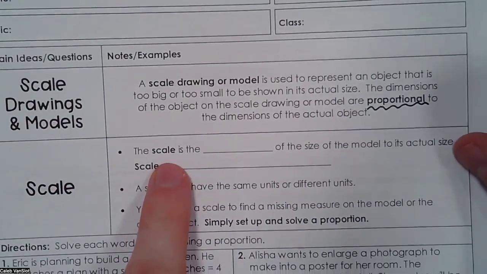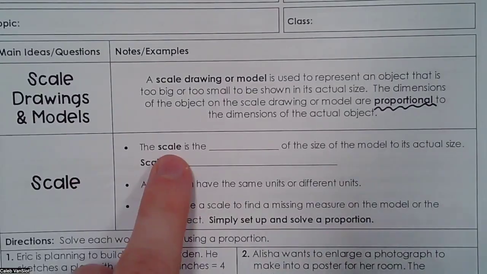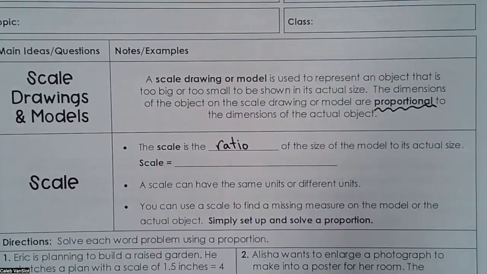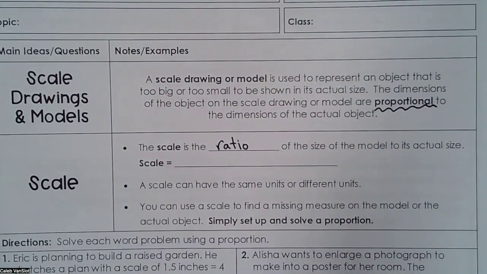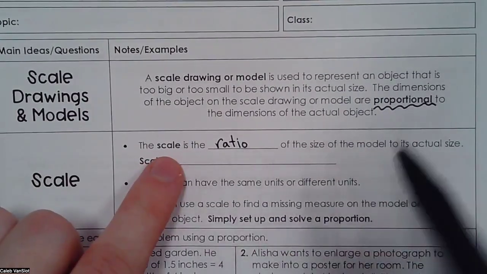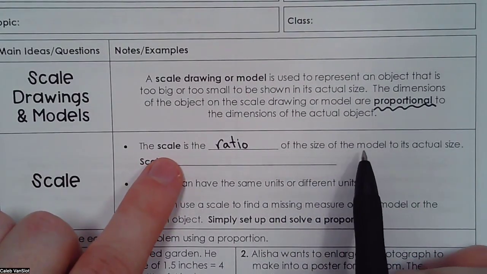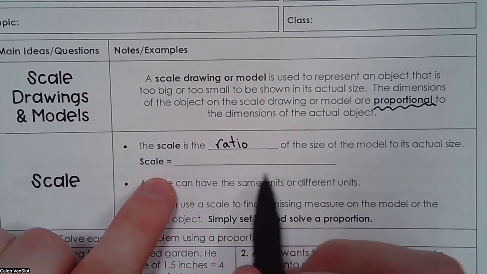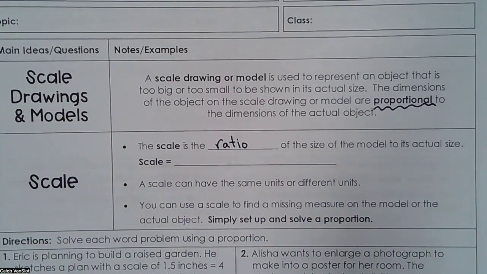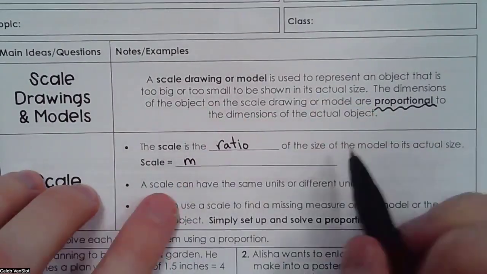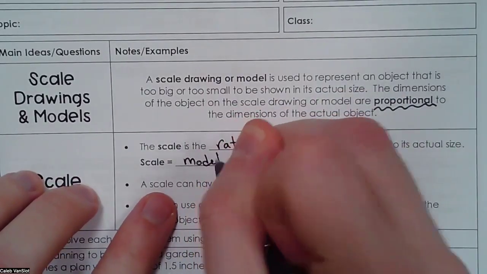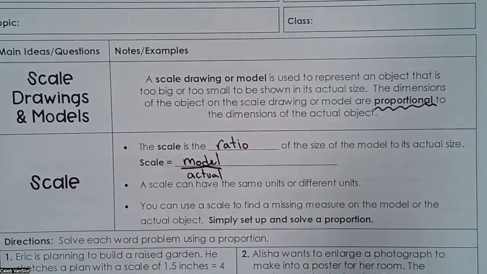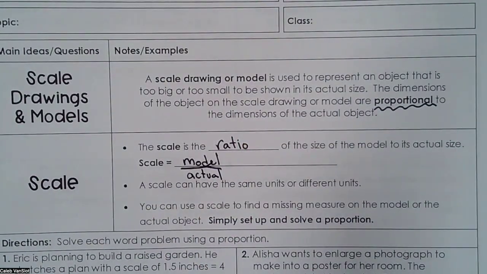Alrighty. So, you guys, the scale that we're talking about when we say scale drawings, it's actually a ratio, right? And we've learned about these ratios. It's one thing on top, one thing on bottom that are related to one another, right? So, the scale is the ratio of the size of the model to its actual size, okay? So, I'm going to actually use this line right here to show you the top and bottom of our fraction, right? So, what we do, again, it says the size of the model. So we put model on top and we put the actual size on bottom. Okay. So that's our ratio that we're going to be using, model over actual.